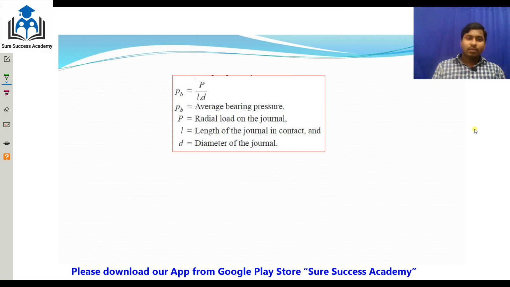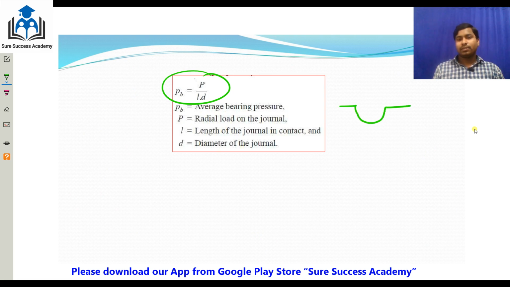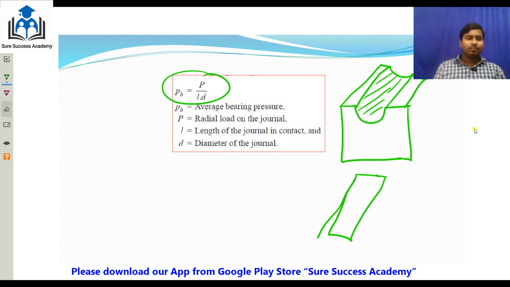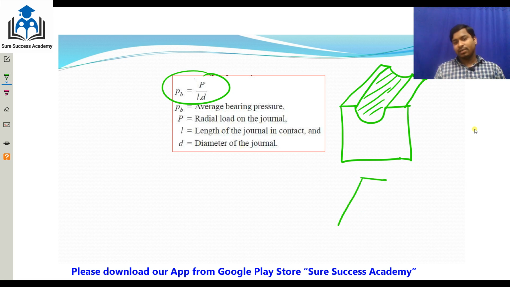Now here, P by d into l, I already told it will come like that. This area is the localized compressive area. If you make the projection, it will come like this, a rectangle on the localized area. This is the length, and this is d. This is just to visualize.